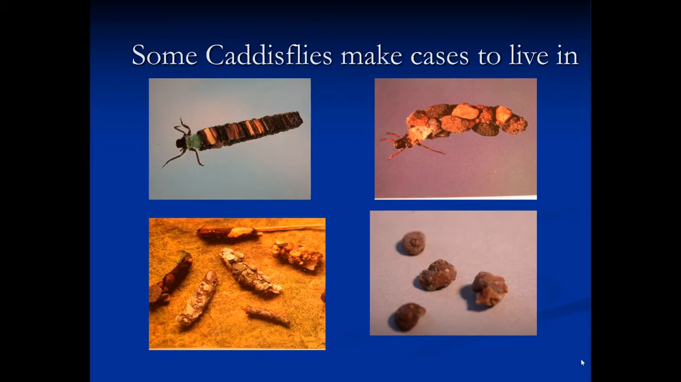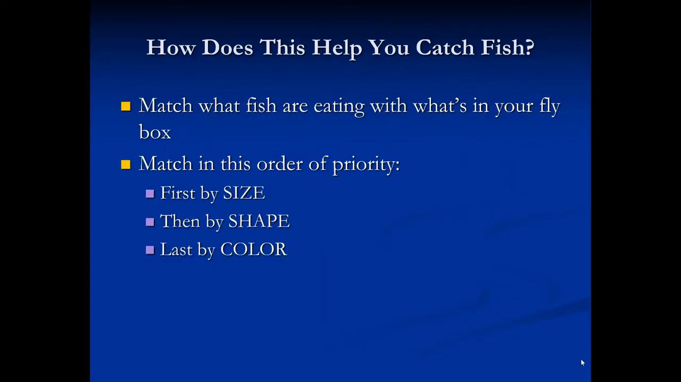So as you look underneath that rock in the creek, sometimes you'll see these little rock casings, and you know you've got caddisflies. So how does this help you catch fish? Well, what you've got to do is match what the fish are eating with what's in your fly box. And a good rule of thumb is to first match by size. I mean, fish have really small brains, so if it's about the same size, they'll go, yeah, I'll eat it. And then by shape, does it have wings or is it a nymph? Where's it at? And then last, by color.